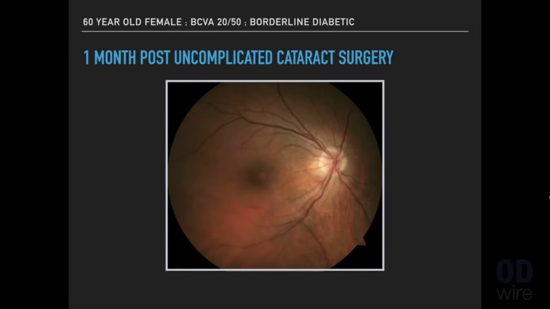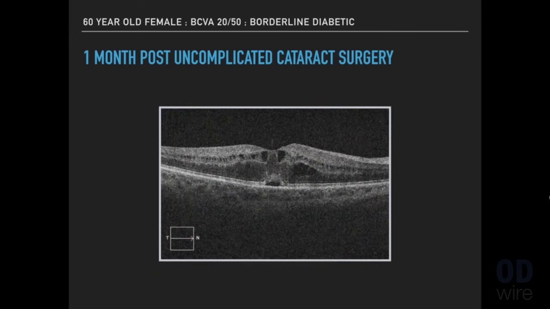60-year-old female, best-corrected vision 20/50, borderline diabetic, 1 month post uncomplicated cataract surgery. Fundus image, not particularly remarkable. Certainly you don't see any blood. On the OCT, you see this very classic pattern that we've shown a couple of times today of these cysts. They're relatively empty. Yeah, a little bit of speckling, but that's not the amount of speckling you'd normally see in quote-unquote speckled cysts. These are relatively empty. They've got this pattern of cysts straddling the fovea, a small little pocket of subretinal fluid.